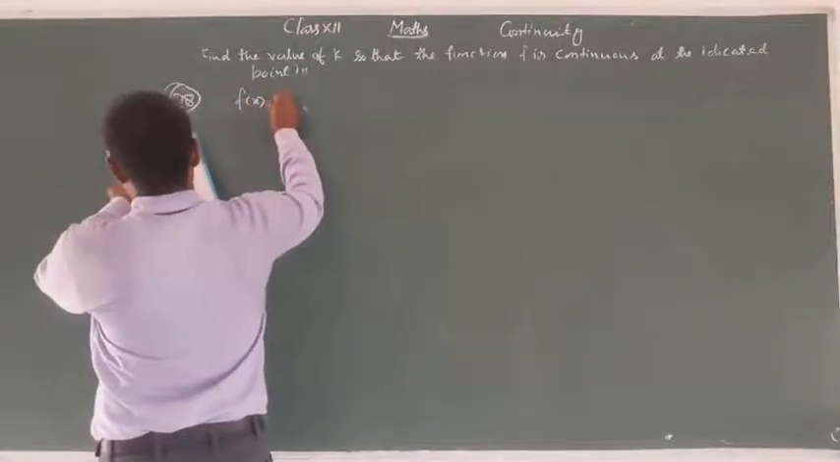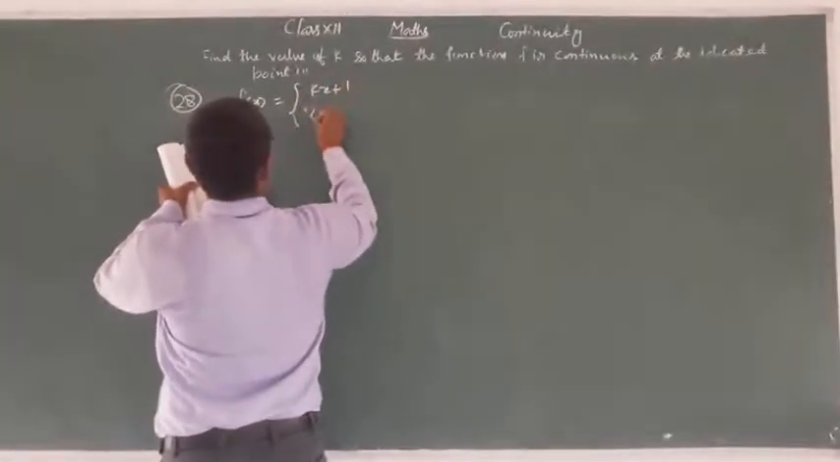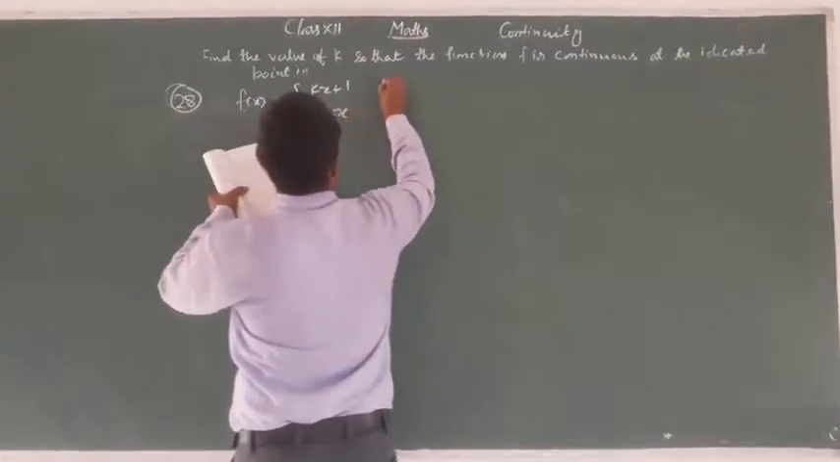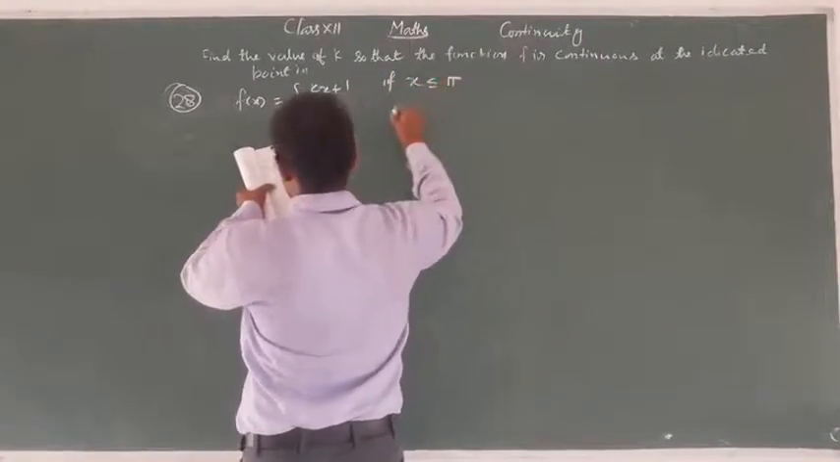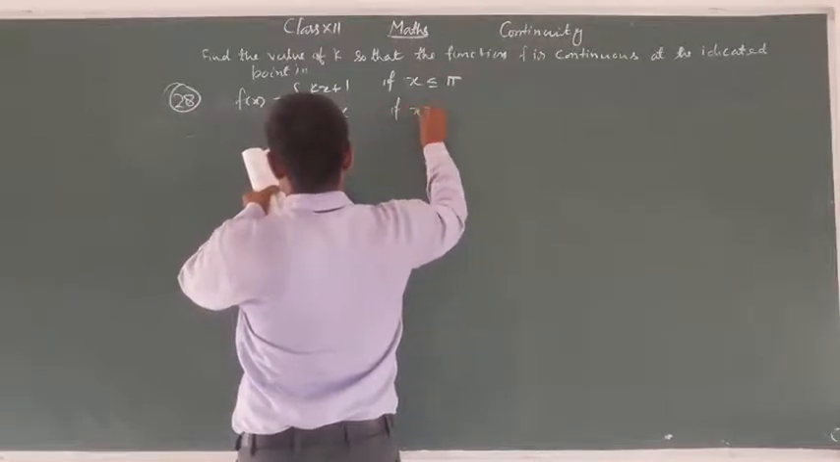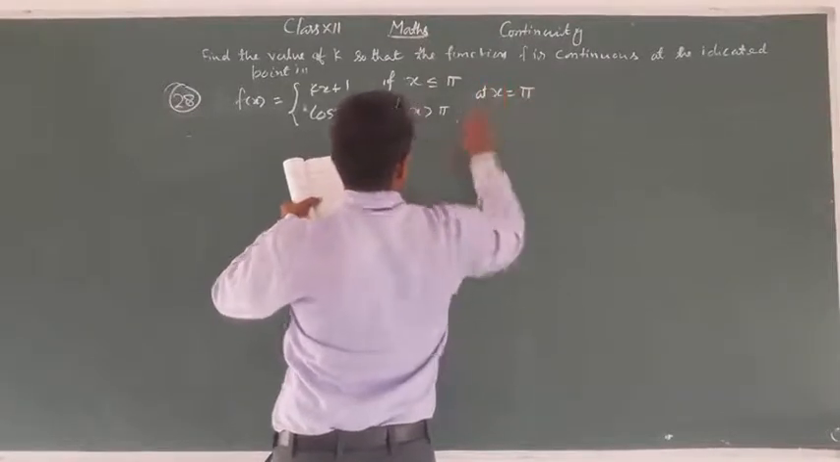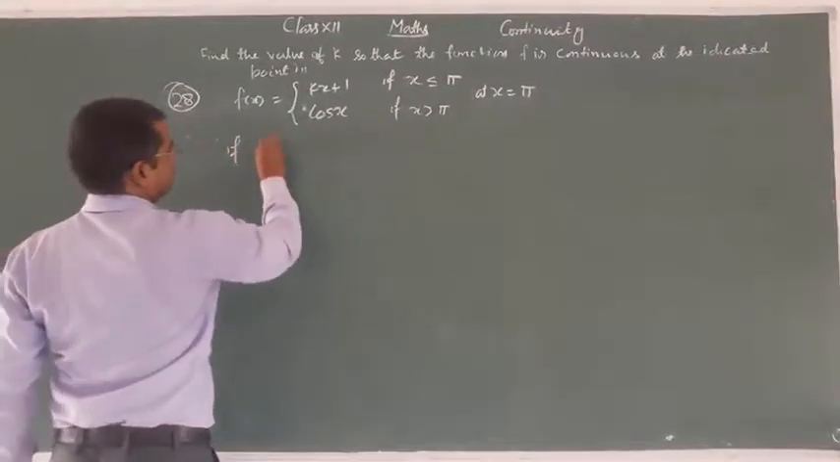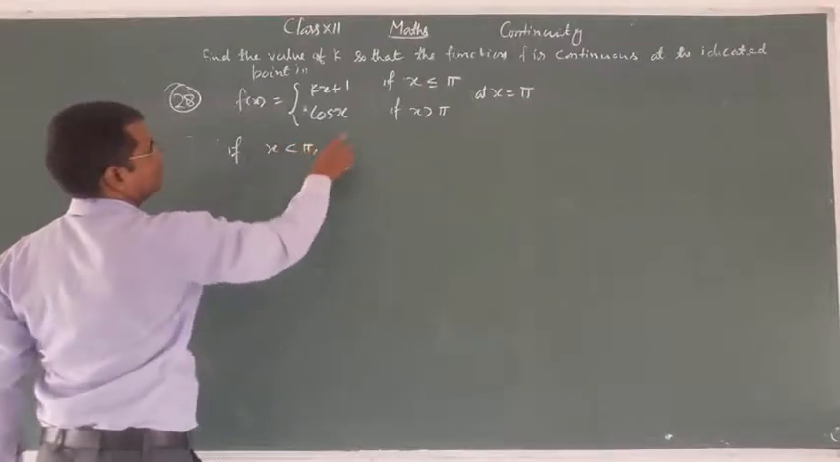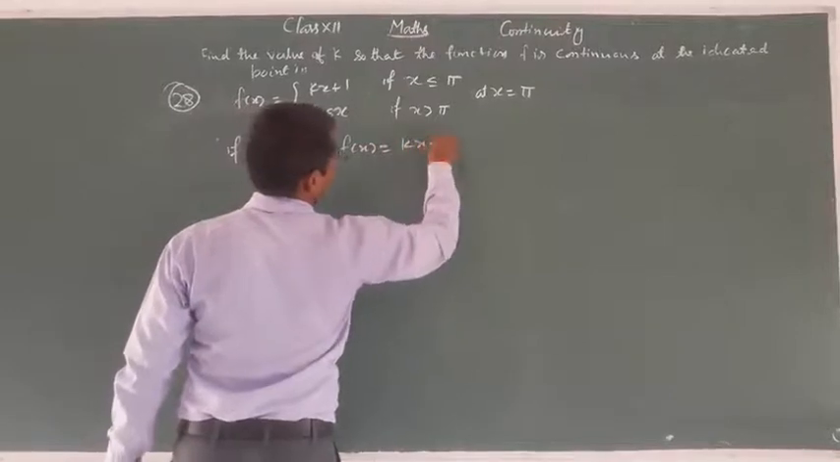f(x) is equal to kx plus 1 cos x, if x is less than or equal to pi, and if x is greater than pi, at x is equal to pi. So now, if x is less than pi, the function f(x) is equal to kx plus 1.